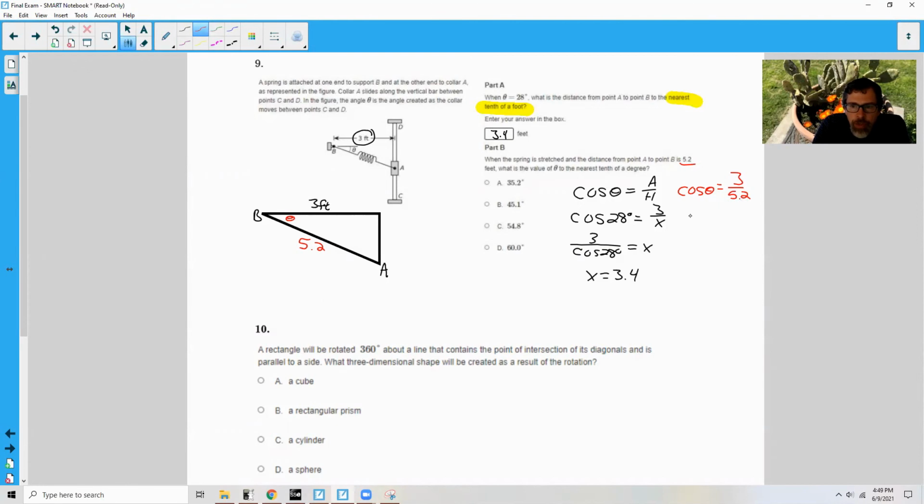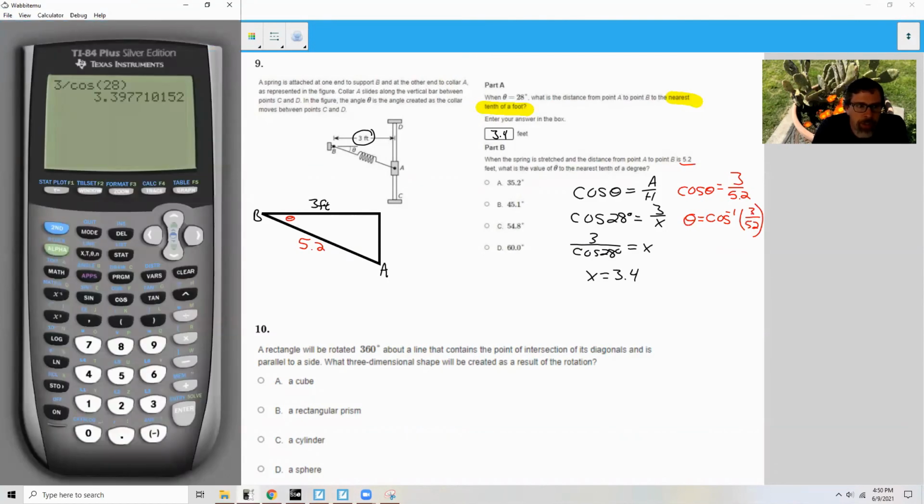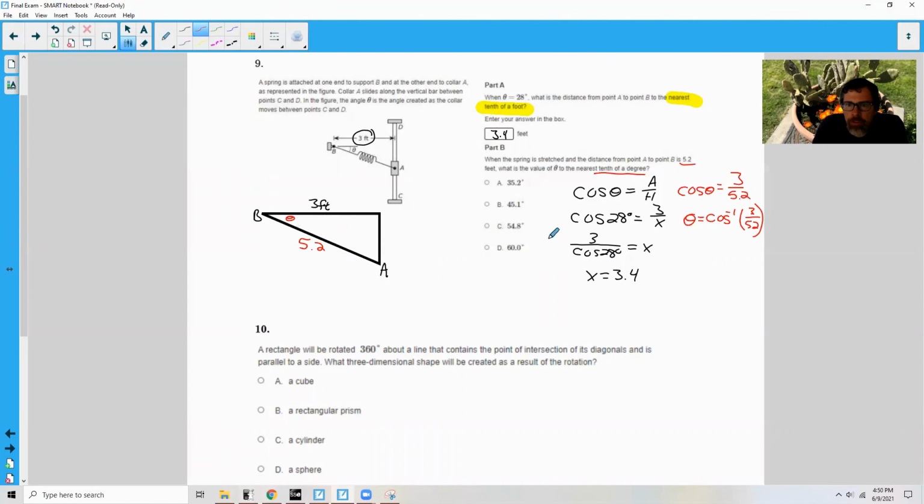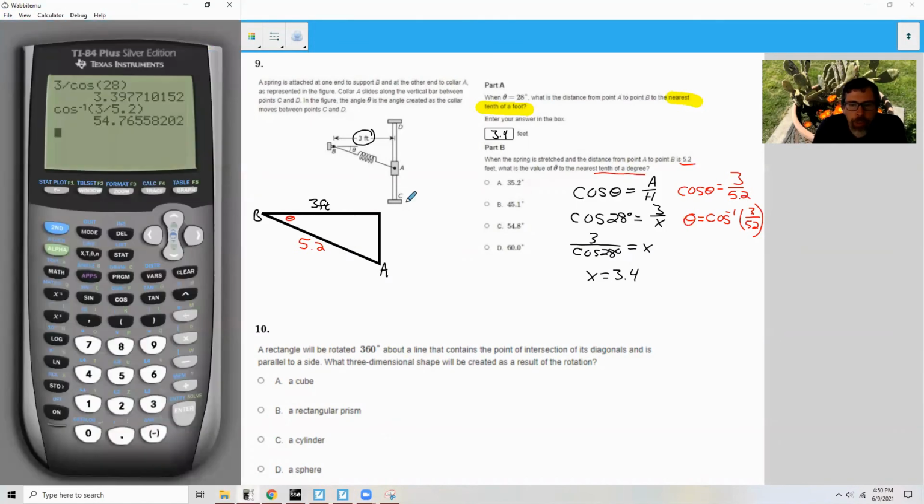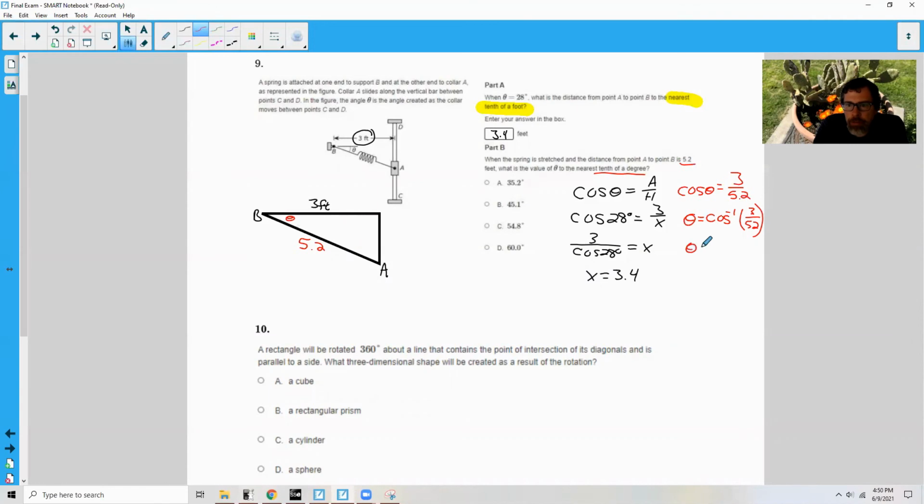So in order to find theta, I can move the word cosine over. So theta equals, if I move it across an equal sign, the cosine inverse of 3 over 5.2. Okay, so I just go to my calculator. For cosine inverse, you hit second and then cosine because it says cos to the -1 in blue here. Cos inverse of 3 divided by 5.2, and we get 54.76. Nearest tenth of a degree, be careful, 54.8. So theta is approximately 54.8 degrees. And that is C.